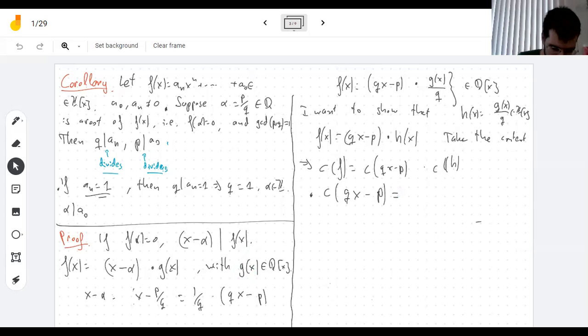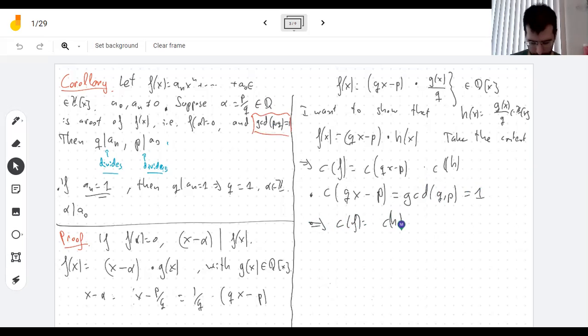The way to compute the content, if everything is an integer, I don't have denominators to clear. So it's just the GCD of the coefficients. So indeed, the content of this polynomial is one. So the content of f is the content of h. And what is the thing I know about the content of f?